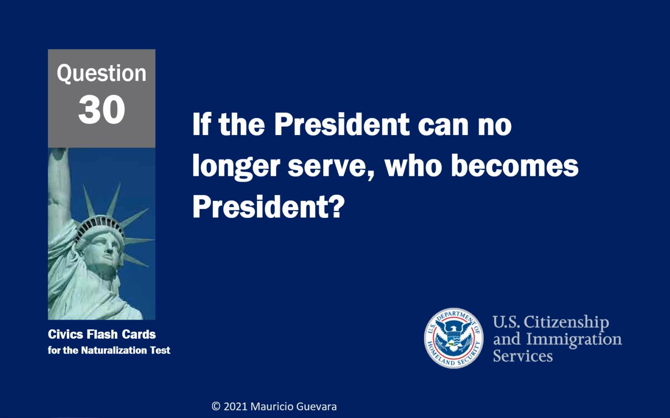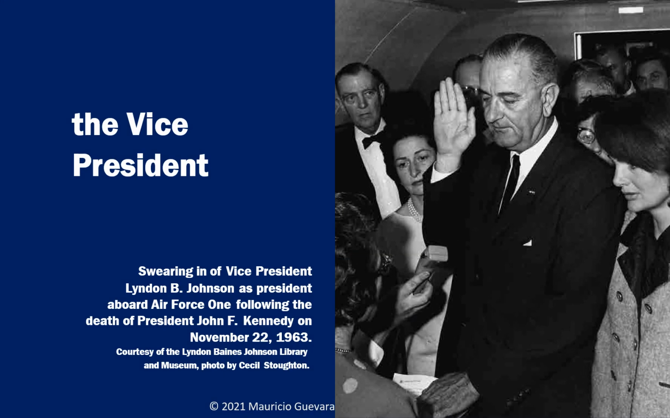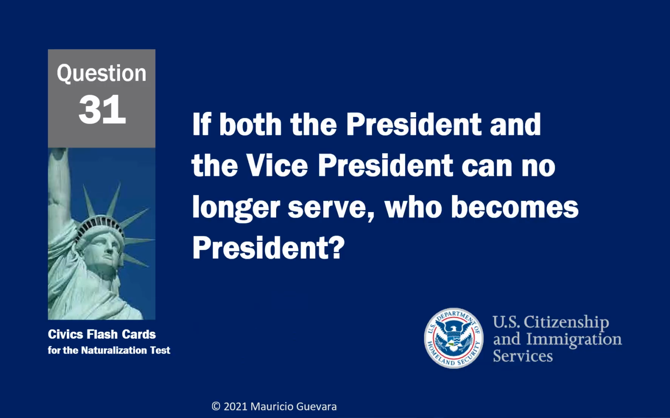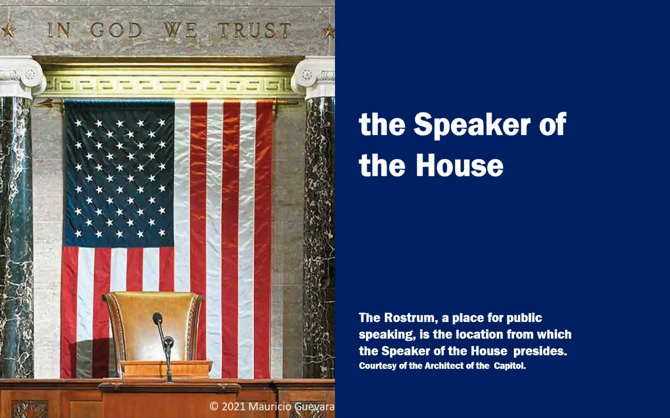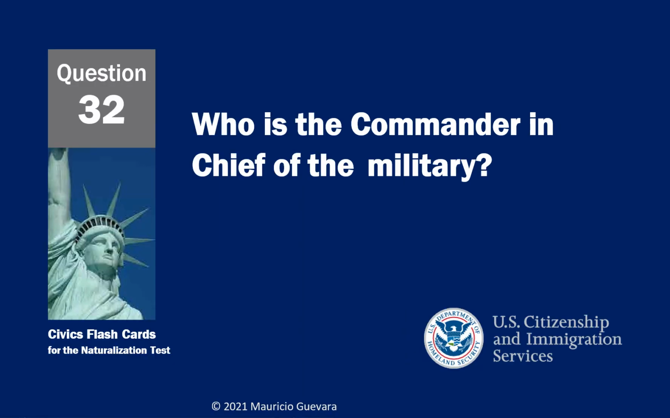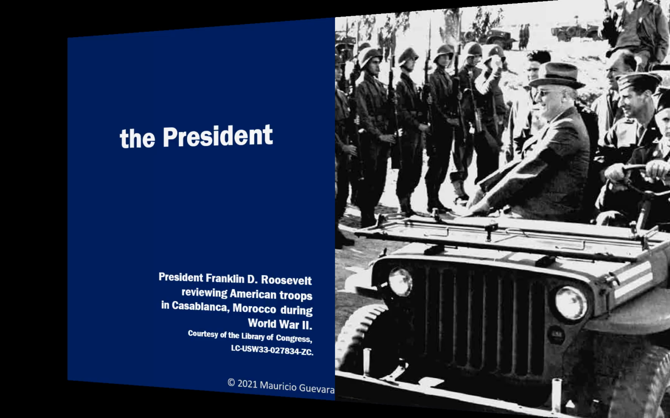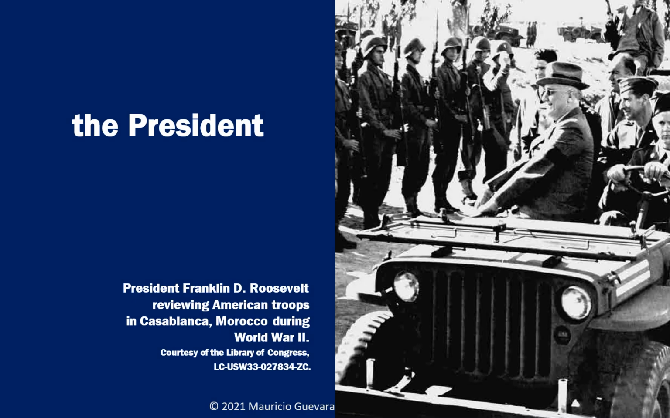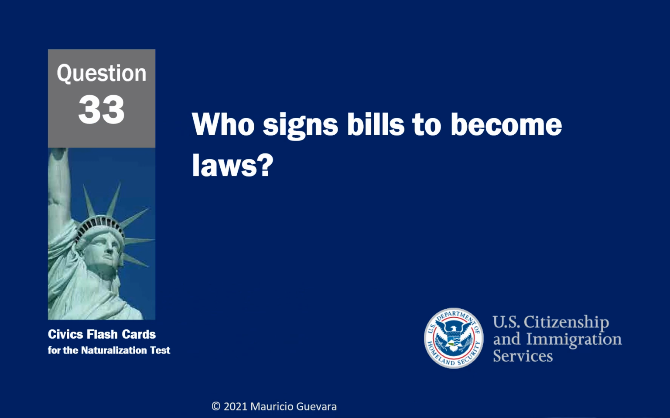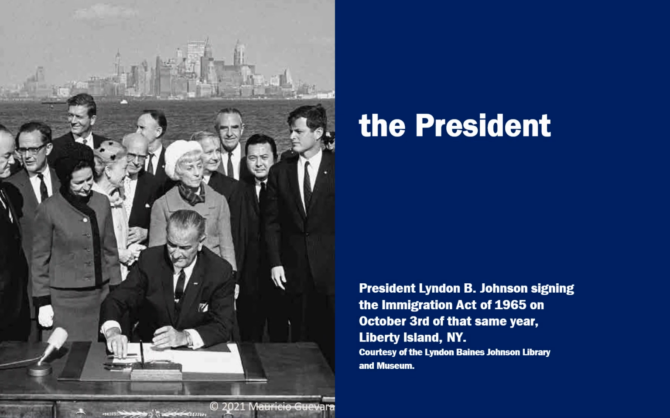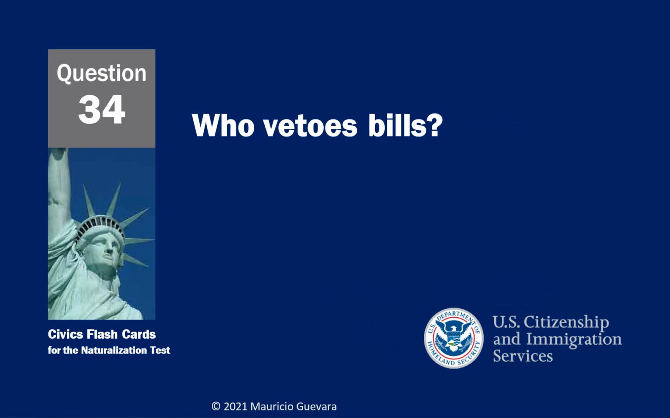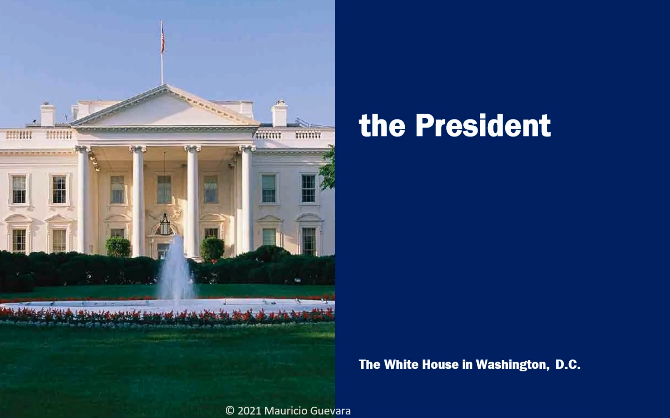If the President can no longer serve, who becomes President? The Vice President. If both the President and the Vice President can no longer serve, who becomes President? The Speaker of the House. Who is the commander-in-chief of the military? The president. Who signs bills to become laws? The president. Who vetoes bills? The president.